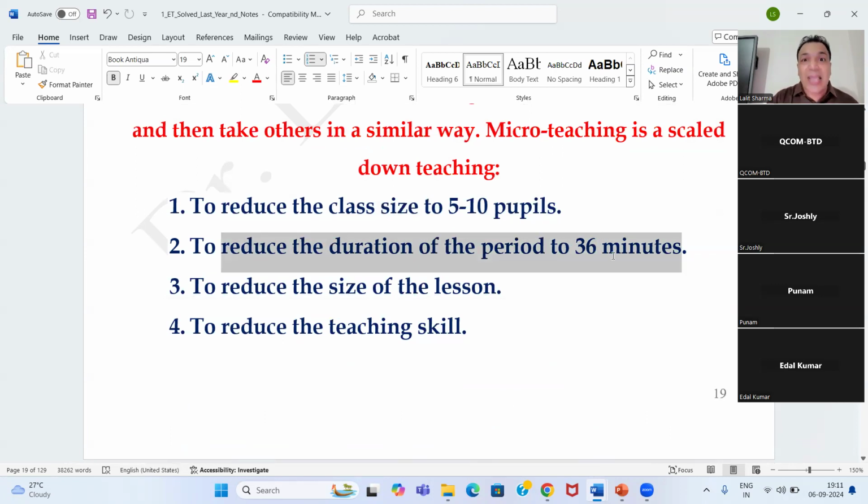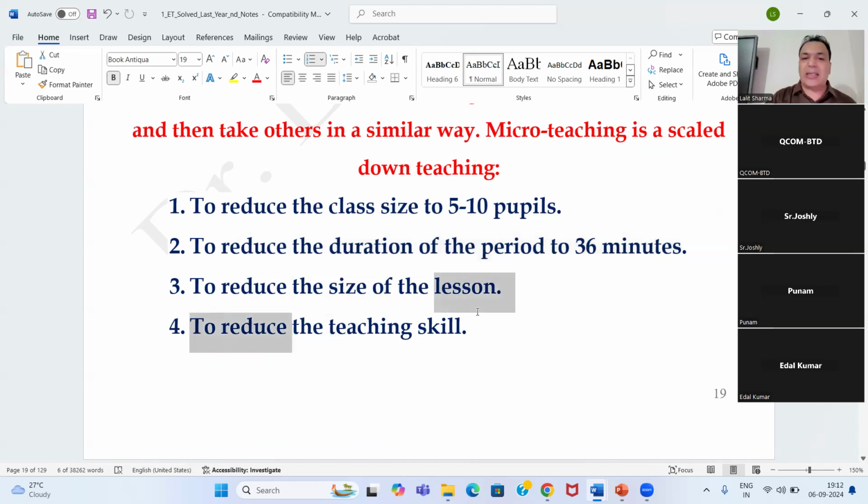Okay, the duration here in micro teaching is 5 to 10 minutes, to reduce the size of the lesson and the teaching skills. How can we train a new trainee for a 30-minute class? He cannot go directly into the class and teach for 30 minutes. So first of all, he gets trained in 5 minutes, one skill at a time.